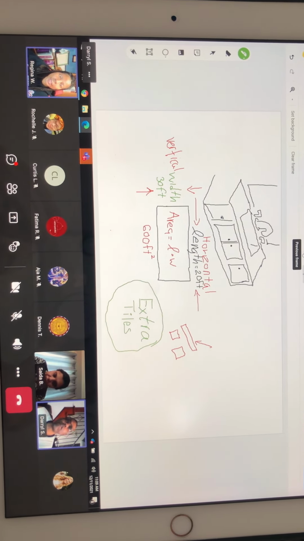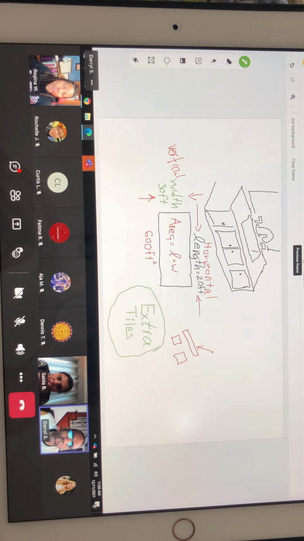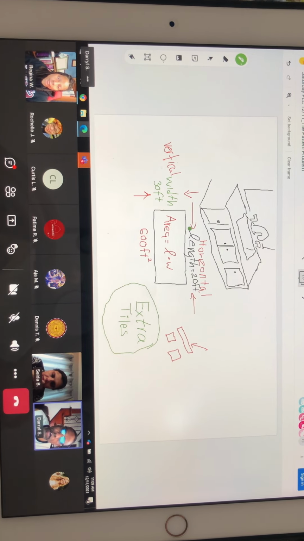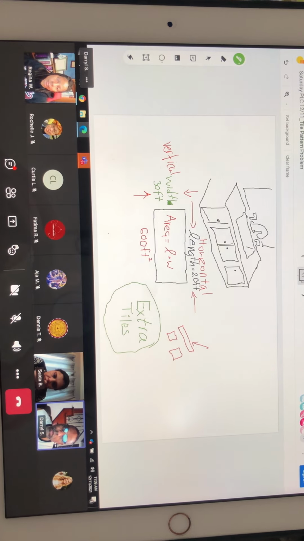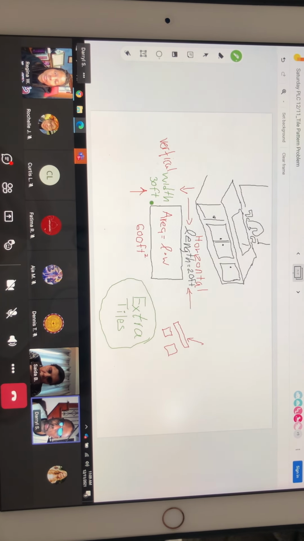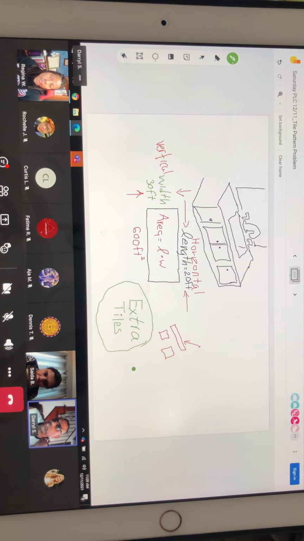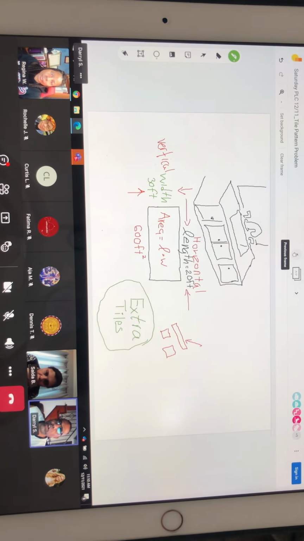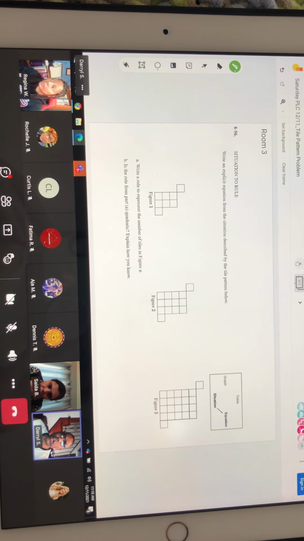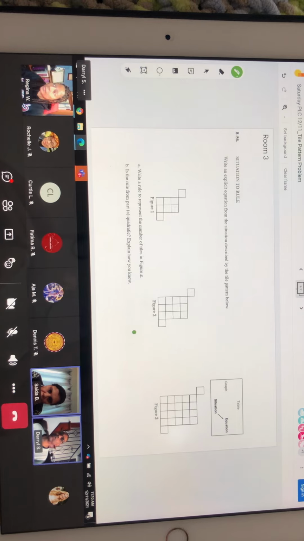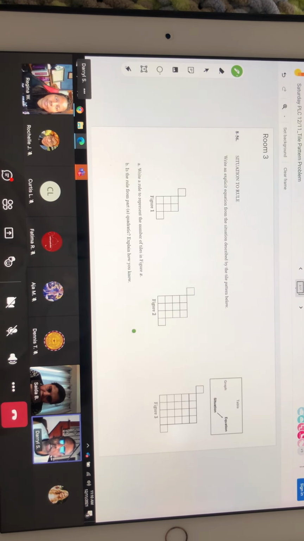All right, so to recap, keep in mind my horizontal, which is length, and my vertical, which is width, and what Mr. Tucci just mentioned, extra tiles. Now this worksheet is going to show some tiles, and they're in a pattern. So if you kind of follow along.